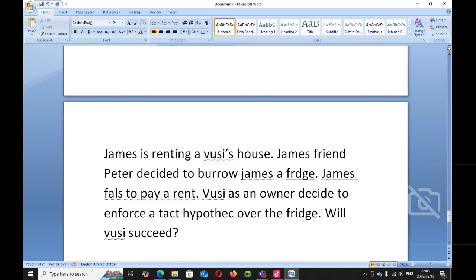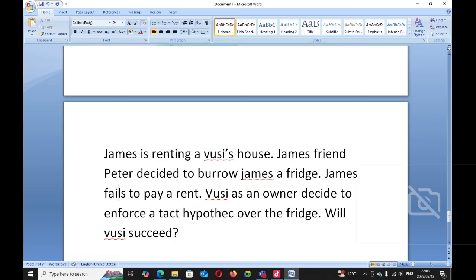We have James. James is renting Vusi's house. James' friend Peter decided to lend James a fridge. James fails to pay rent, and Vusi, as the owner, decides to enforce a tacit hypothec over the fridge. Will Vusi succeed? Can Vusi sell the fridge? Vusi says, no, I want this fridge to be sold so that I can reimburse my rent money. Will Vusi succeed?